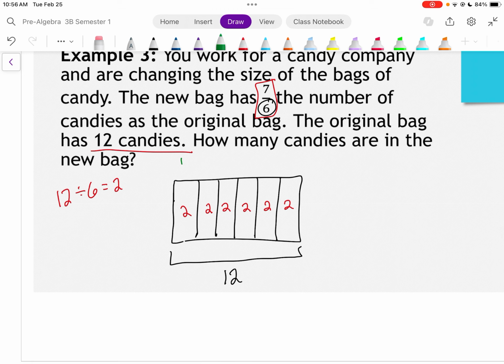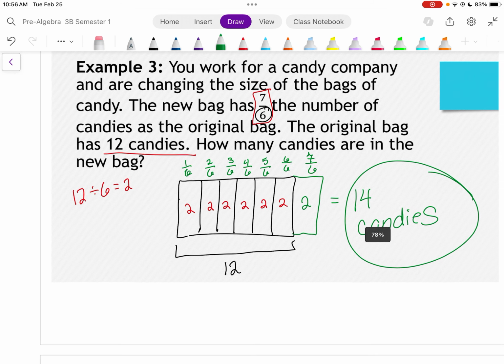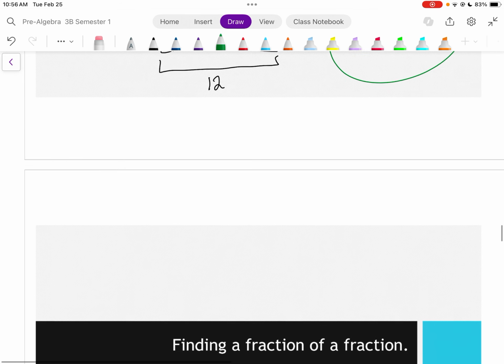And my new bag is 7 out of 6. So we have 1, 2, 3, 4, 5, 6. So I need to add just one more part to get 7 out of 6. And it has to have the same number of candies as the rest. That will show me that the new bag is going to have a total of 14 candies. All right. So this is how you can visually represent a problem like this.